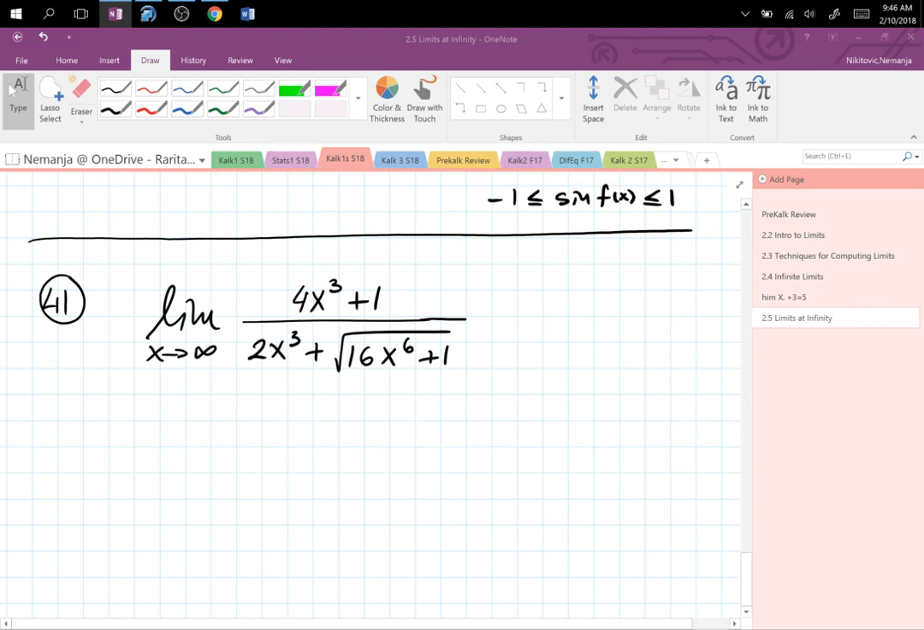x cubed plus another x cubed and another x cubed over here. All of these are x cubed, they are the same order. Now you can't take the square root because of the +1, but it's not going to prevent you from dividing every term by x cubed. Now what happens with the x cubed as it undergoes the square root?